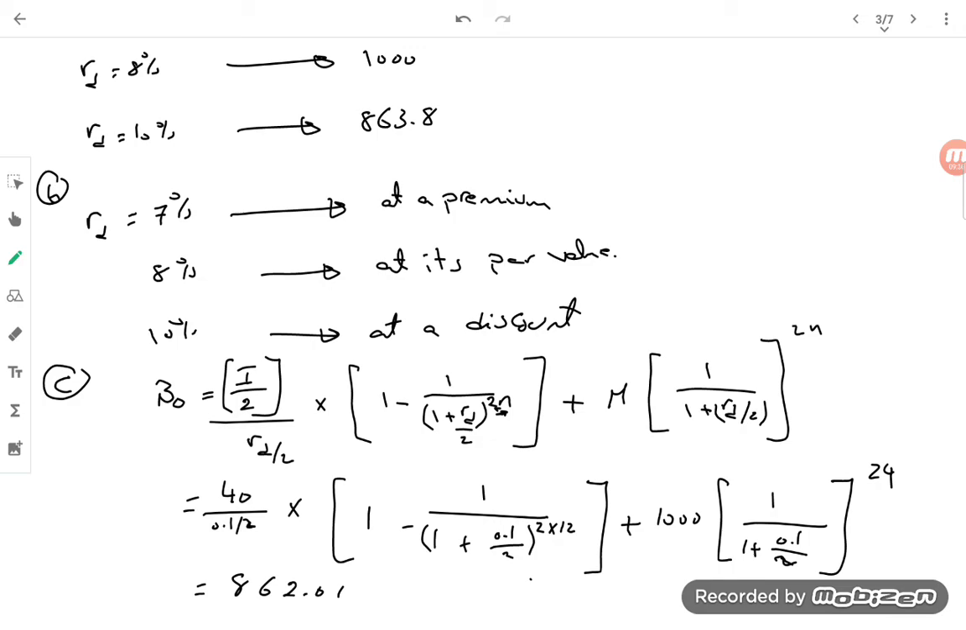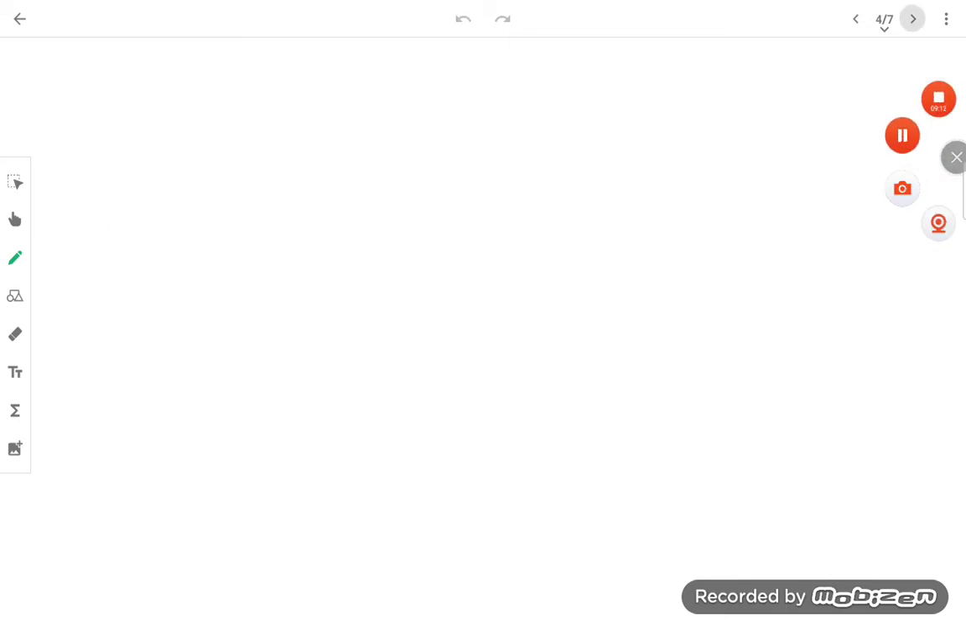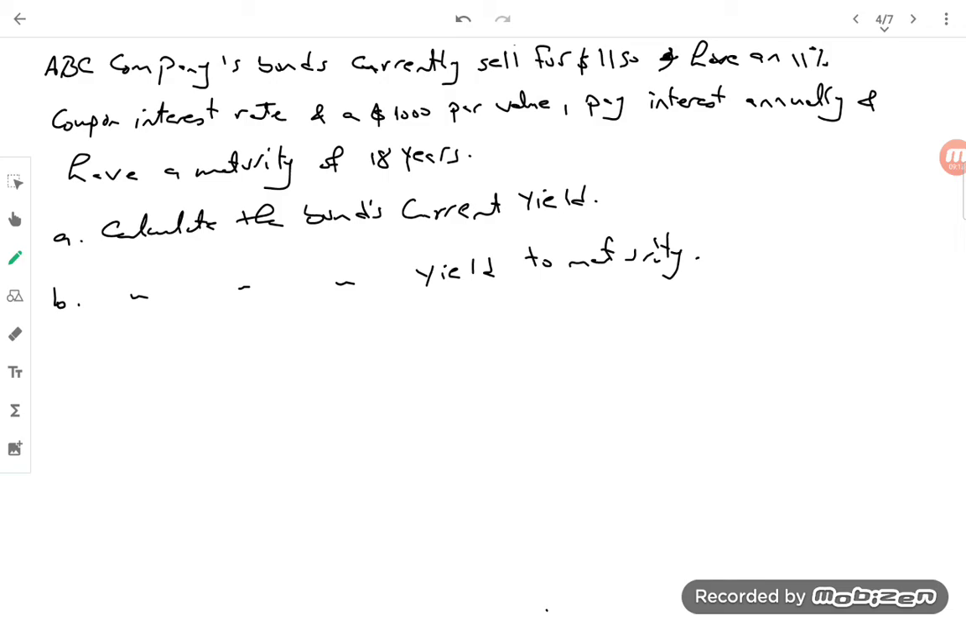Problem number 2. ABC company's bonds currently sell for $1,150. They have an 11% coupon interest rate and a $1,000 par value, pay interest annually and have a maturity of 18 years. Requirement number A is to calculate the bond's current yield, and requirement number B is to calculate the bond's yield to maturity.